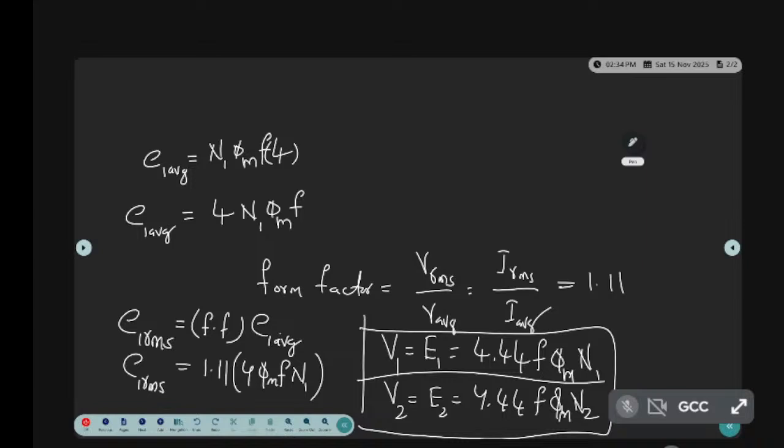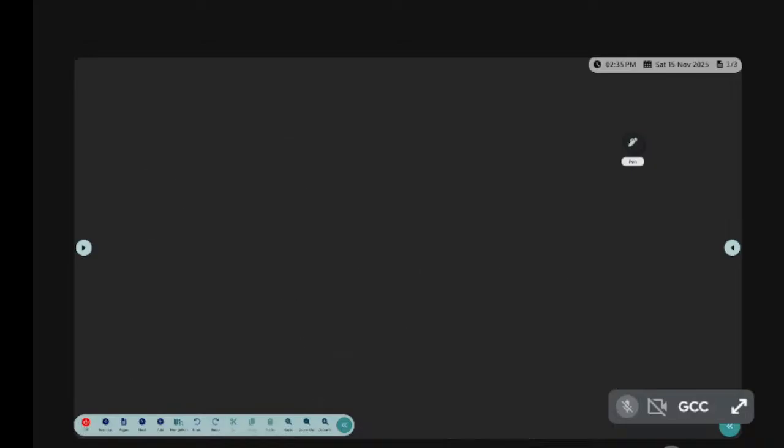And after this, there is one term called transformation ratio. What is meant by transformation ratio? The ratio of voltages or the ratio of currents. Okay. Next is the transformation ratio. What is meant by transformation?